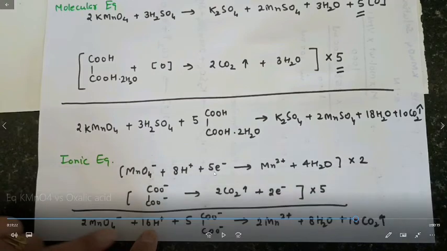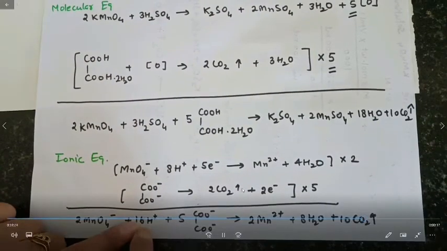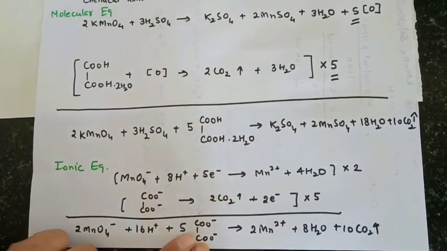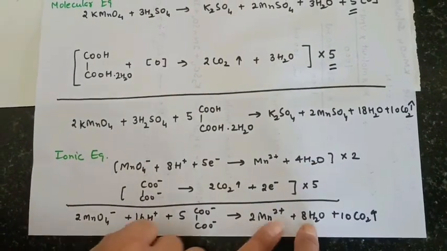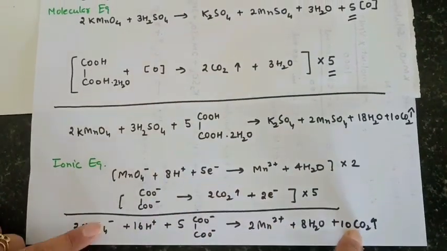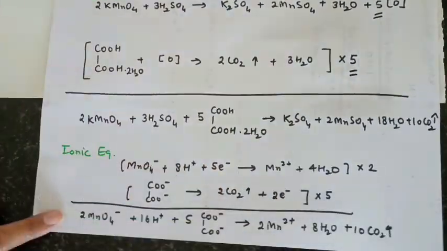So this is not possible. We have to balance the equation in terms of electrons. So this equation is multiplied by 2 and this equation is multiplied by 5. Here we have 10 electrons and here again we have 10 electrons. In this way we multiply these equations just to balance the number of electrons. This gives 16H plus, 5 C2O4 2 minus, 2 Mn2 plus, 8 H2O, 10 CO2, and the 10 electrons cancel out. This is how the reaction is.